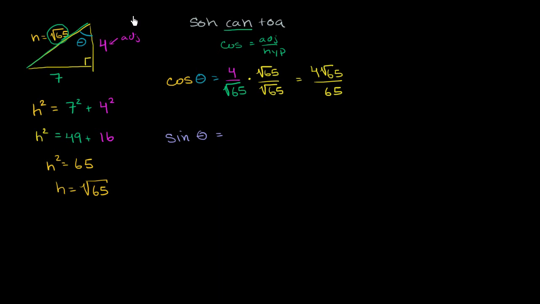Once again, go to SOHCAHTOA. The SO tells us what to do with sine. Sine is opposite over hypotenuse.